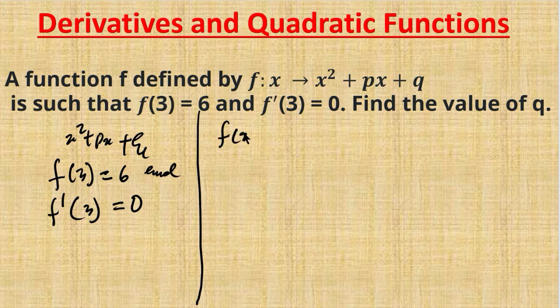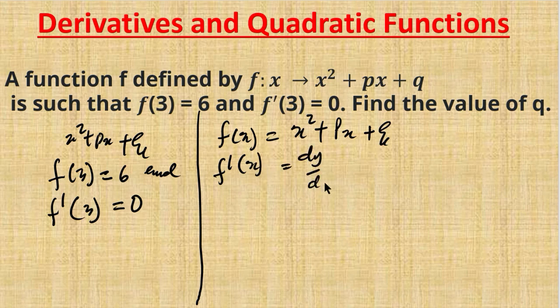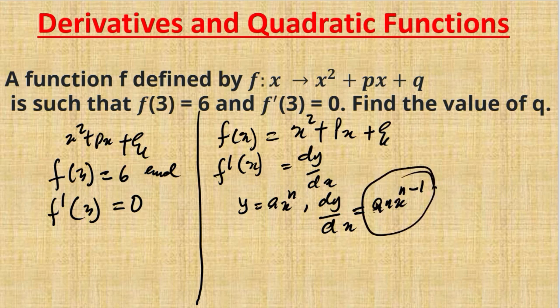If f of x is the same thing as x squared plus px plus q, the first thing I want us to look for is what is f prime of x. That's the same thing as dy dx. And we know that if y is equal to ax raised to power n, my dy dx will be the same thing as anx raised to power n minus 1. So we'll use this to find the first derivative.